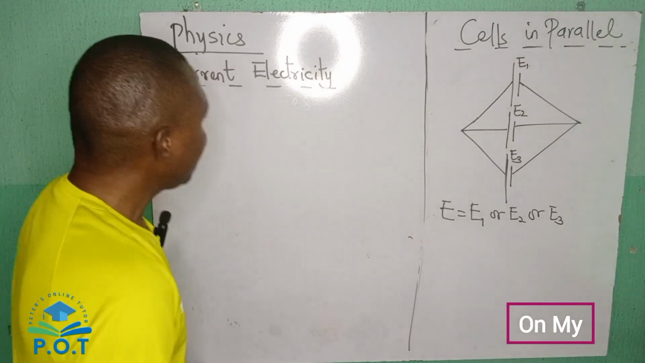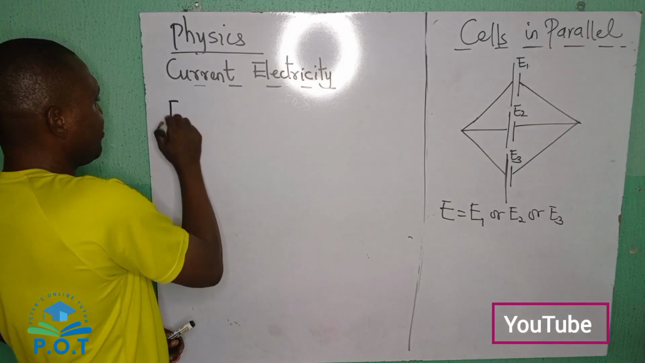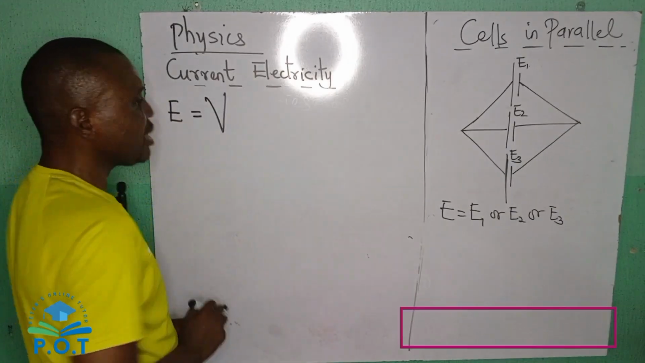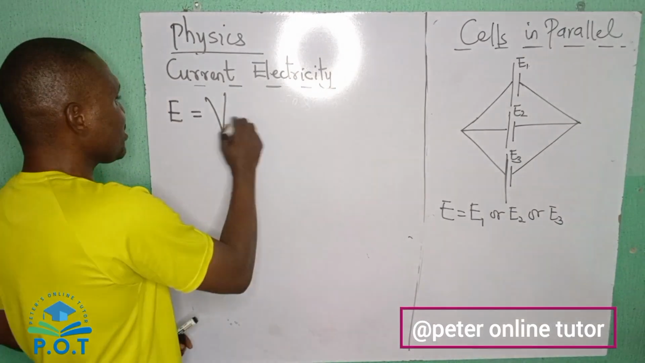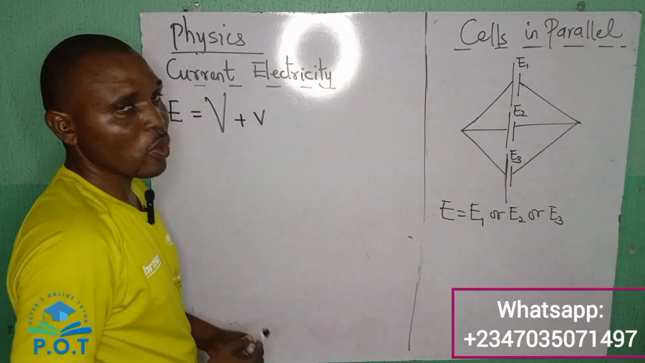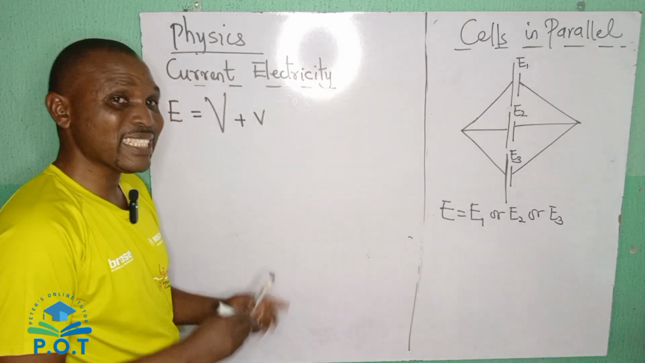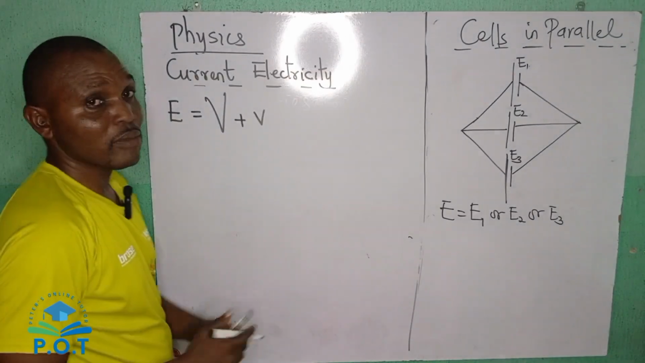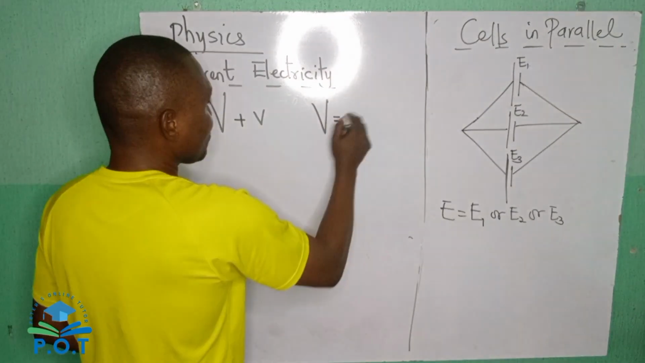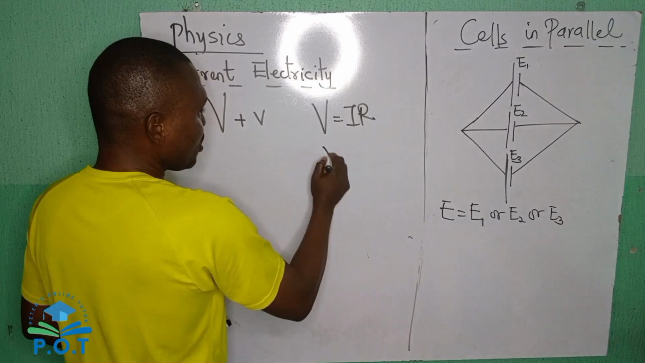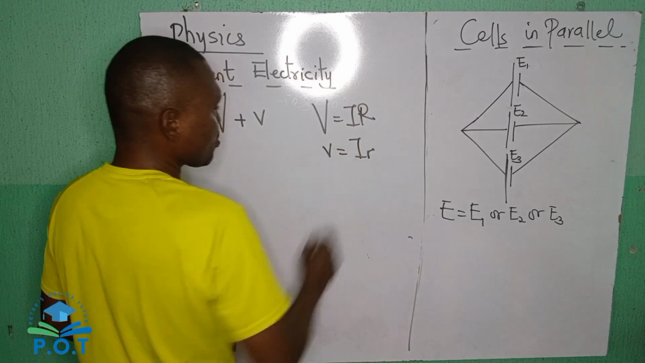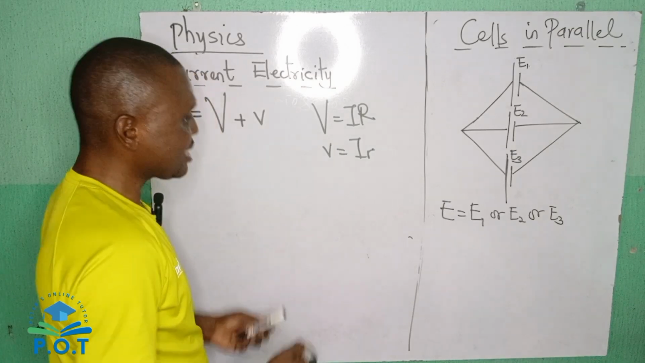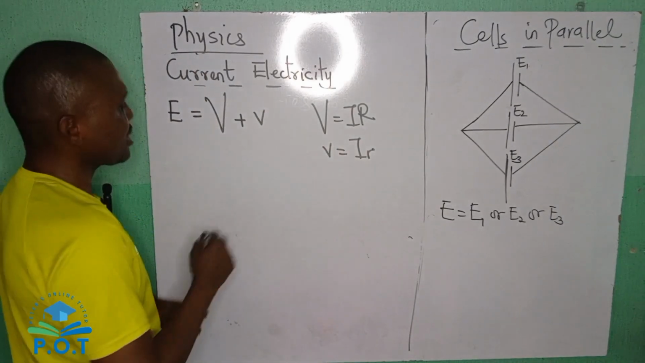Now, from here, I want us to quickly look at this. The EMF of the cell is equal to the terminal PD, that's the terminal potential difference, plus the lost volt, or the potential difference across the internal resistor. Now, note from here, from Ohm's law, that V is equal to IR. So therefore, small v is equal to I small r. Don't forget, small r stands for the internal resistor, or internal resistance, as the case may be.